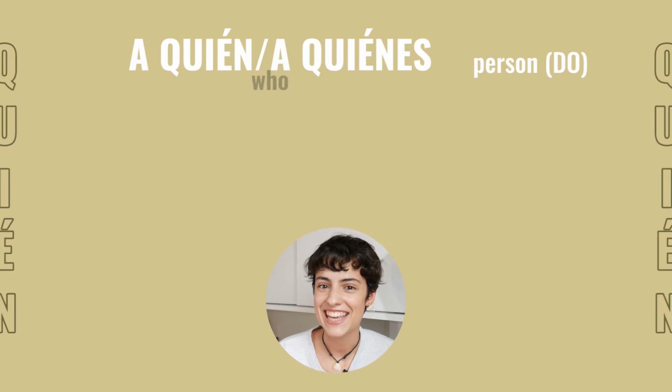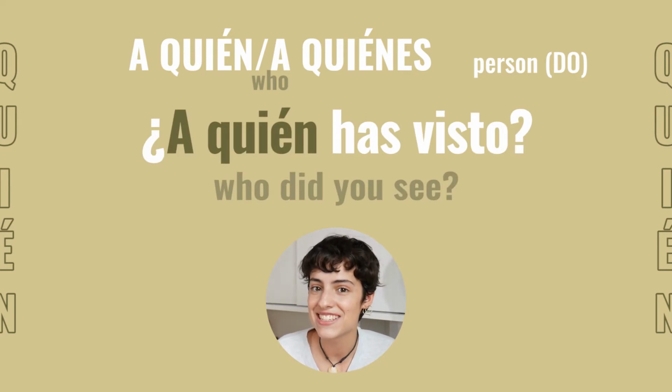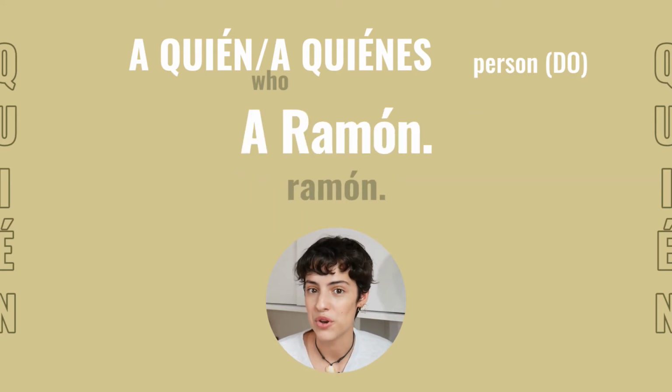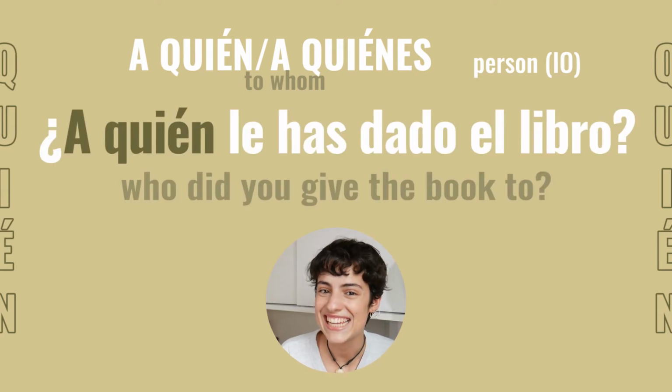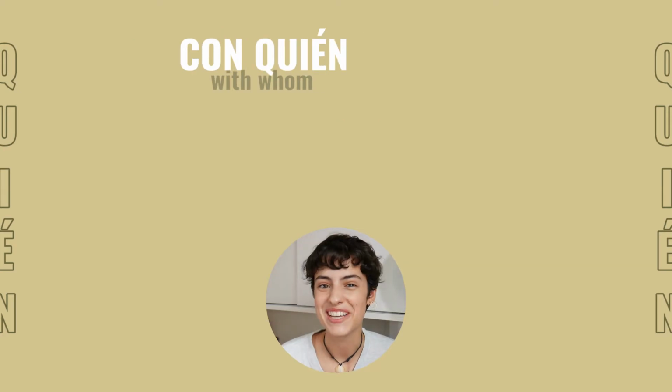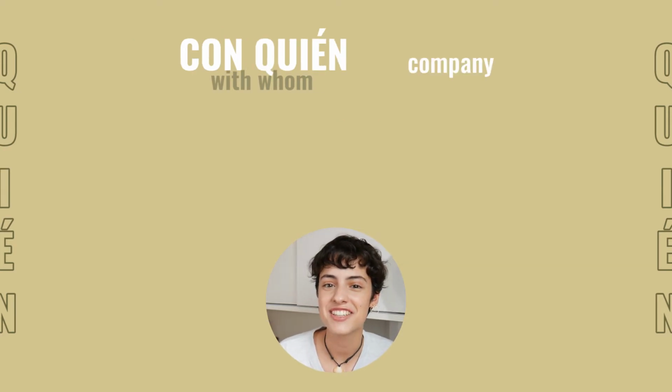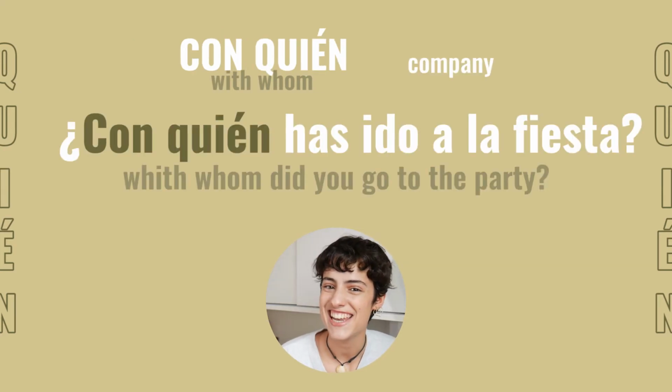You can use a quién or a quiénes referring to a person who is a direct object. ¿A quién has visto? A Ramón. Or you can also use a quién o a quiénes referring to a person who is an indirect object. ¿A quién le has dado el libro? A Ramón. ¿Con quién? This one asks about company. ¿Con quién has ido a la fiesta?